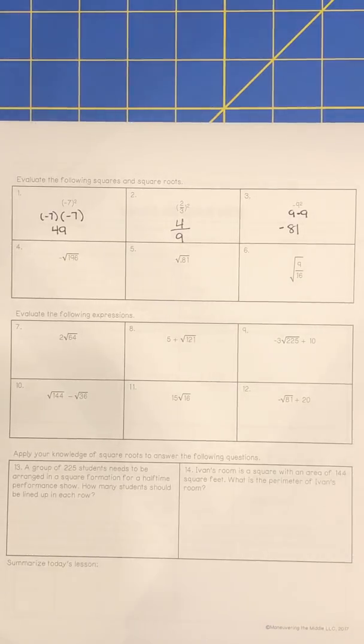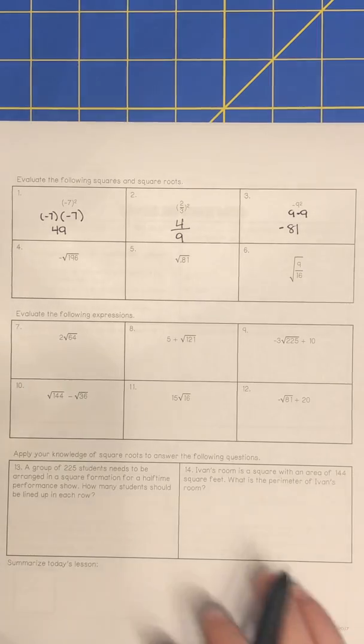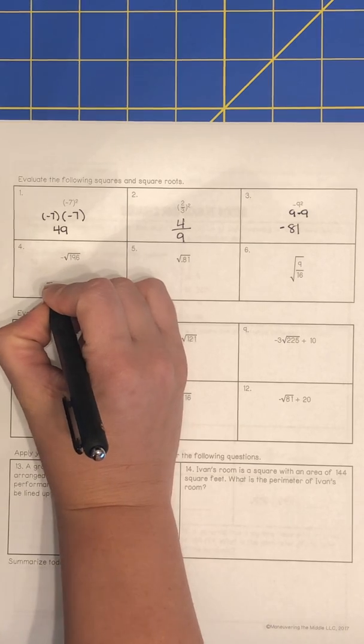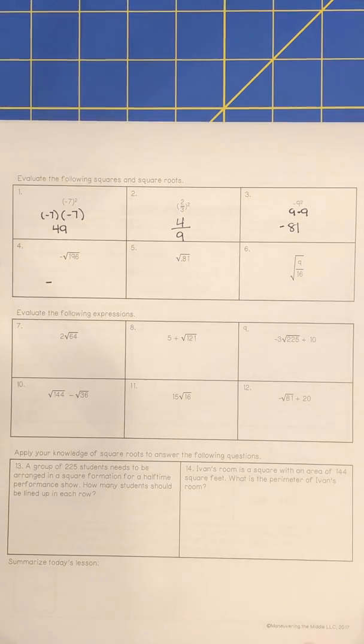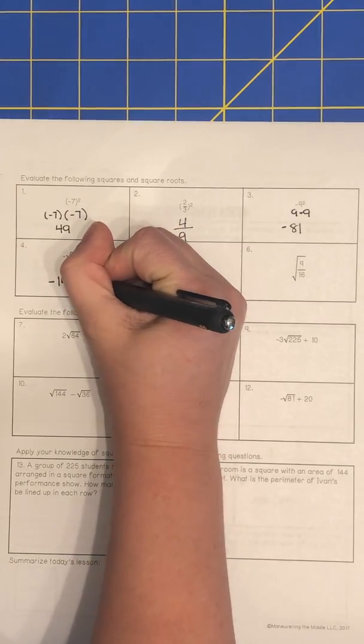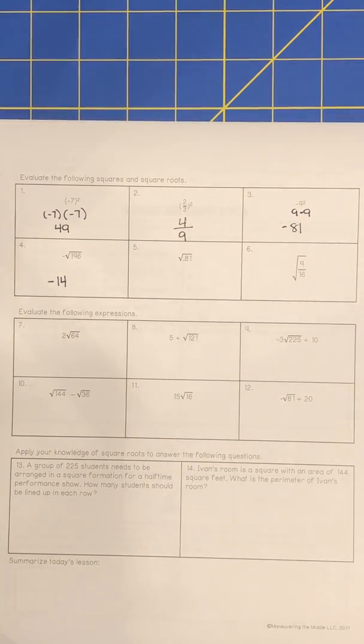All right, so hopefully you had time to go over those and answer them. You may have to, for a little while, refer back to your squares and square roots chart, just to help you until you get to know these more fluently. So here, since I have a negative before the square root sign, I already know that my answer is going to be negative. And when I think about what times what was the square root of 196, I know that is 14, because 14 times 14 is 196.